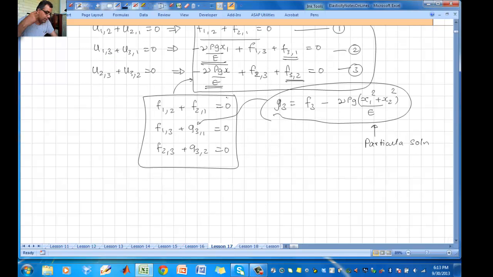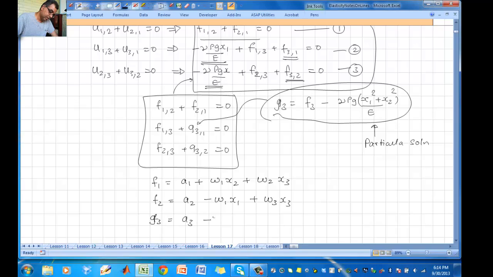This you can integrate very easily, because you can show that this will give me f1 equals a1 plus omega 1 x2 plus omega 2 x3. That's the solution for this. f2 equals a2 minus omega 1 x1 plus omega 3 x3, and f3 equals g3 equals a3 minus omega 2 x1 minus omega 3 x2. That's the solution for this, where a1, a2, a3, omega 1, omega 2, omega 3 are constants.